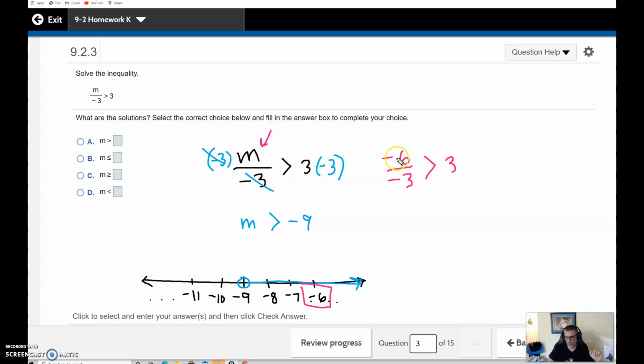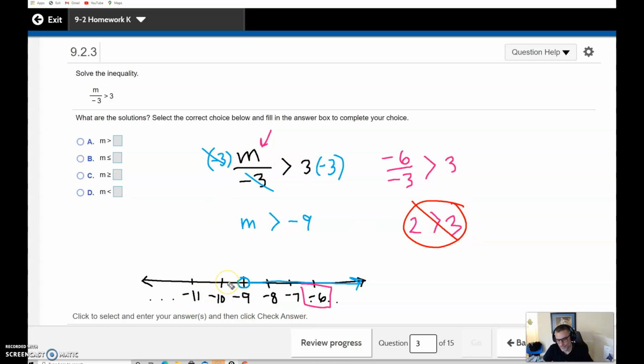Uh-oh. What happens when I divide -6 by -3? A negative divided by a negative is positive. 6 divided by 3 is 2. Is 2 greater than 3? No. No, it is not. All right? So this did not work.